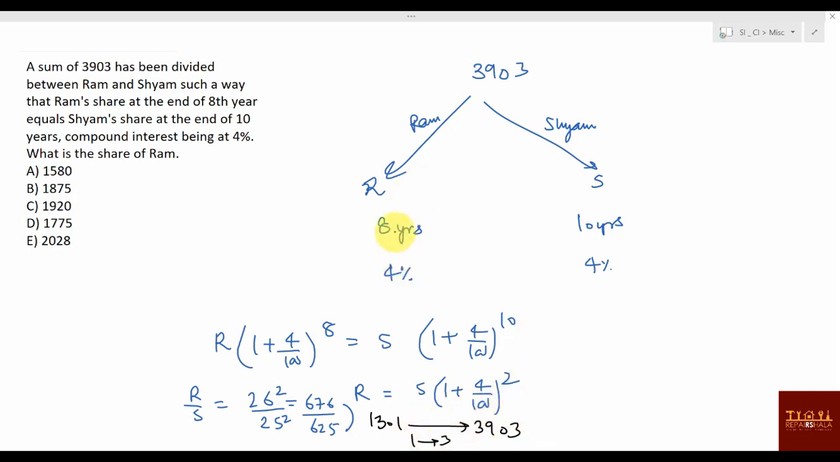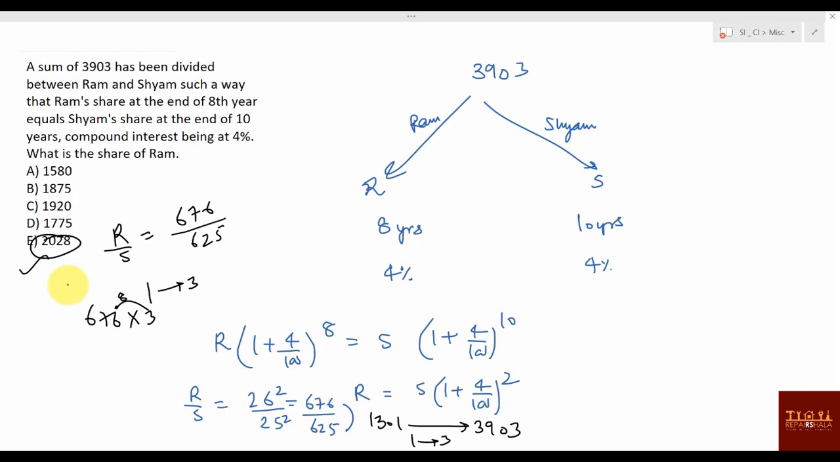What are they asking? The share of Ram. What is the share of Ram? Just put it here, sorry, the R value. What is the R value here? R by S value is 676 by 625 and 1 value is 3. So the R value will be 676 into 3. Unit digit? 8. If there are two values with unit digit 2, then you can multiply and get the answer.